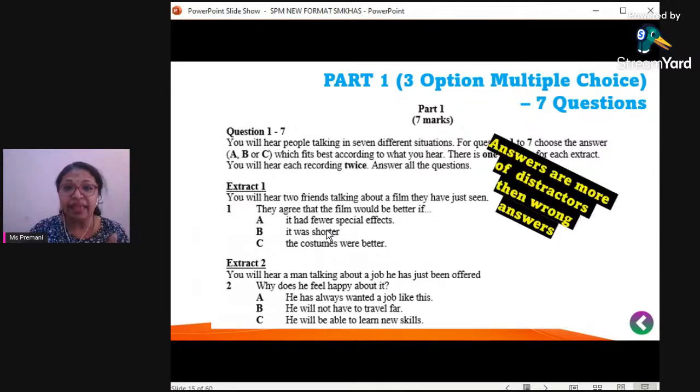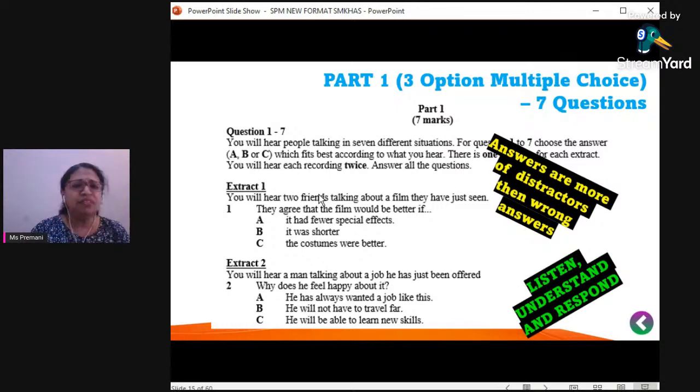So 7 questions. Here again, there are distractors. You have to really pay attention. So answers are more of distractors, not wrong answers. But because you cannot identify it, they cut you, before you could put the answer, B sounds like an answer, C sounds like an answer. So beware of that. Again, here you don't read. You listen, understand, and respond.